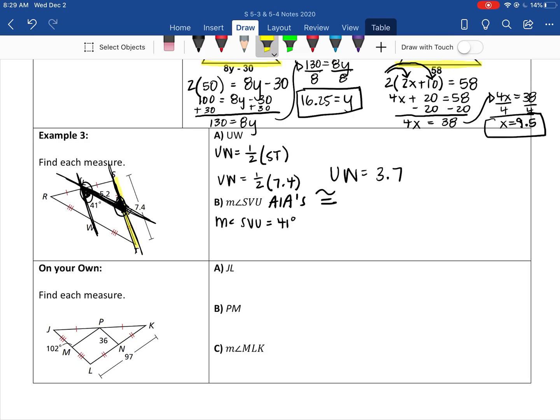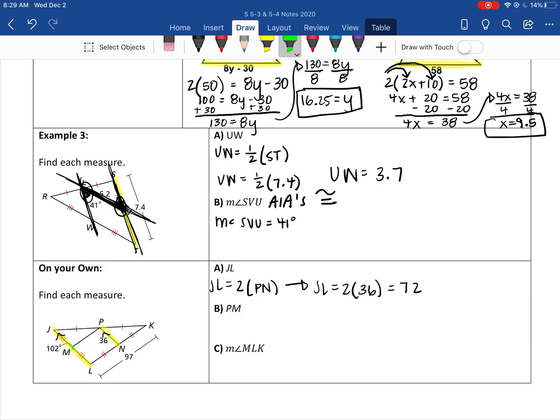Okay, for this one, I want to find the length of JL. Well, JL is parallel to PN. And I know that JL is equal to 2 times the midsegment, which is PN. So when you do that, you get that JL is double 36, which equals 72. All right, so the length of JL is 72.